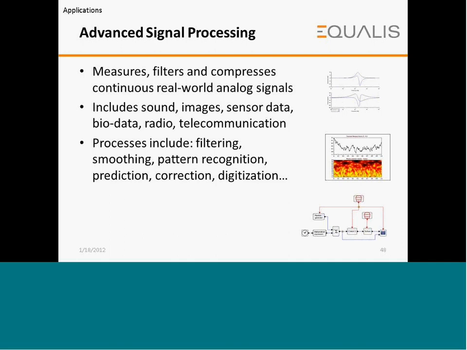Advanced signal processing. Scilab measures, filters and compresses continuous real-world analog signals. Input may include sound, images, sensor data, biodata, radio and telecommunication. Processes include filtering, smoothing, pattern recognition, prediction, correction and digitization.